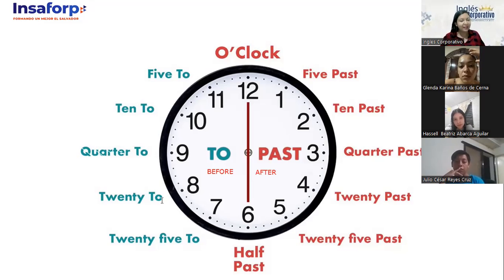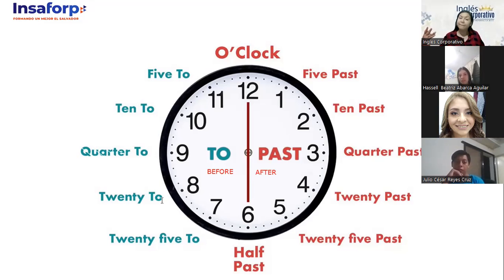Ahora digámoslo de la otra manera. Sería, it's 24 past 9. It's 25, actually it's 25 now. It's 25 past 9. Son las 9:25. So we can say it's 9:25. De la forma fácil.